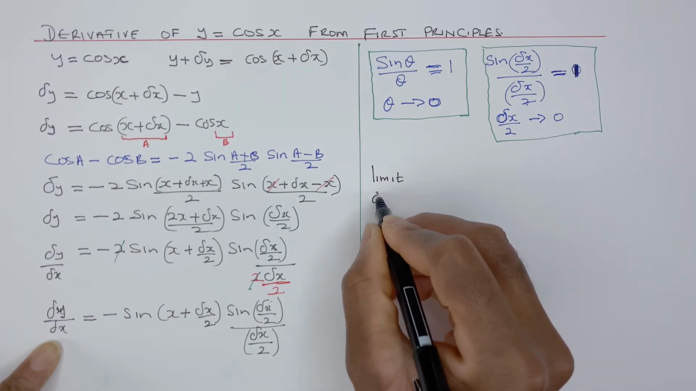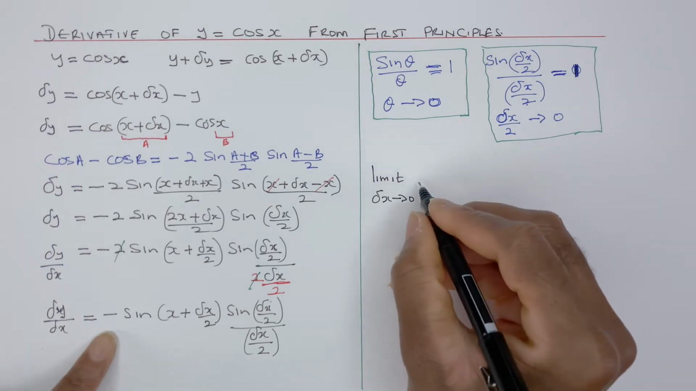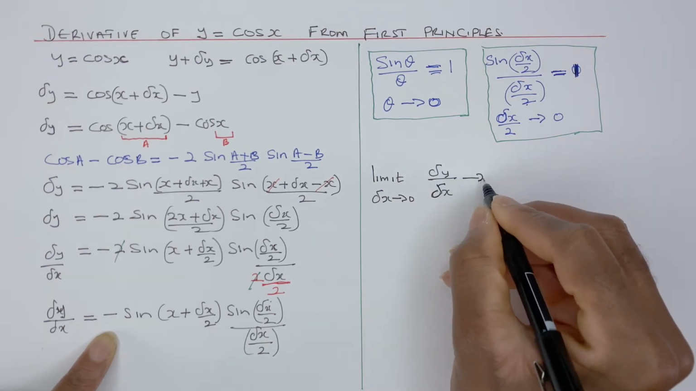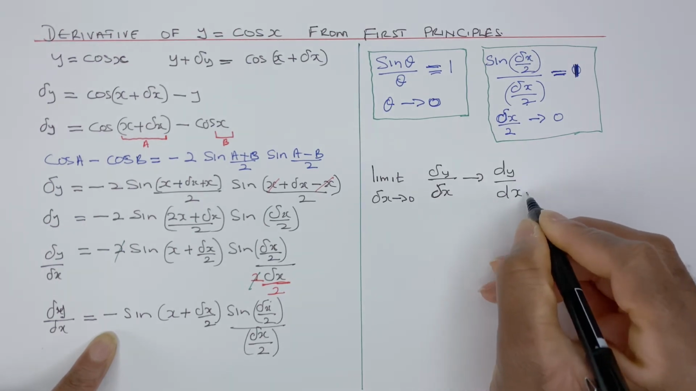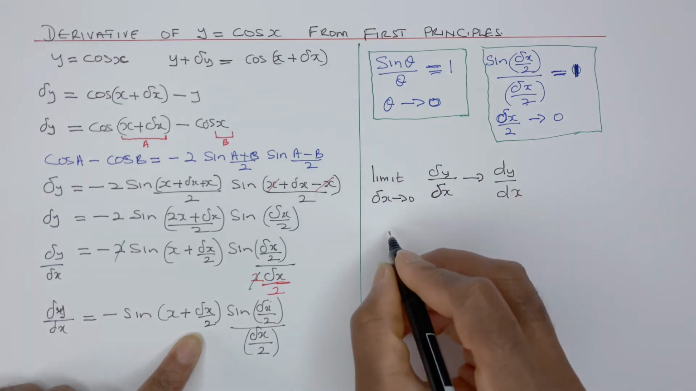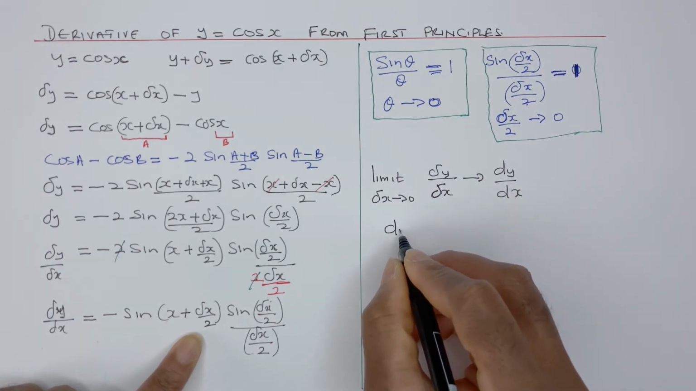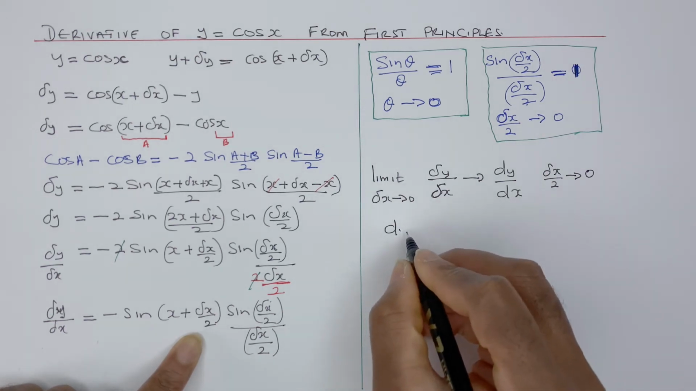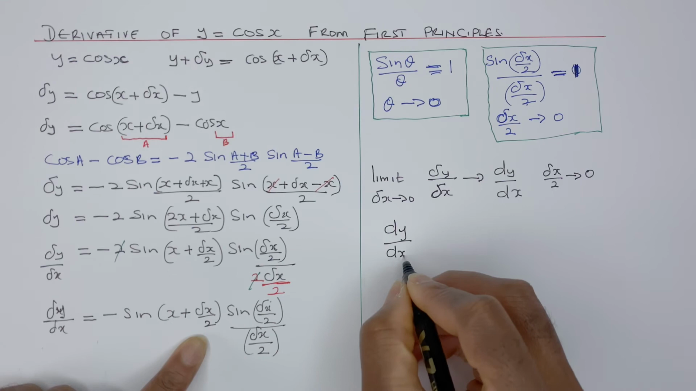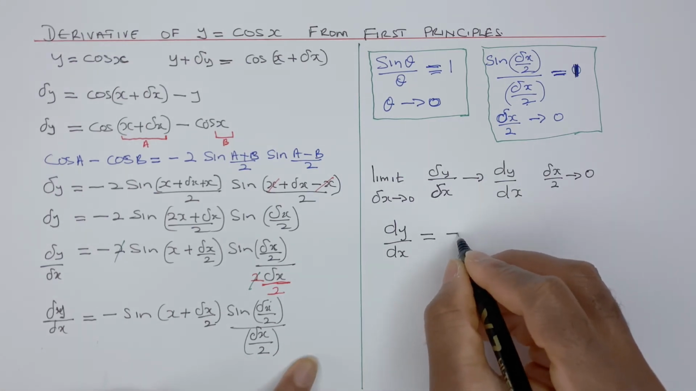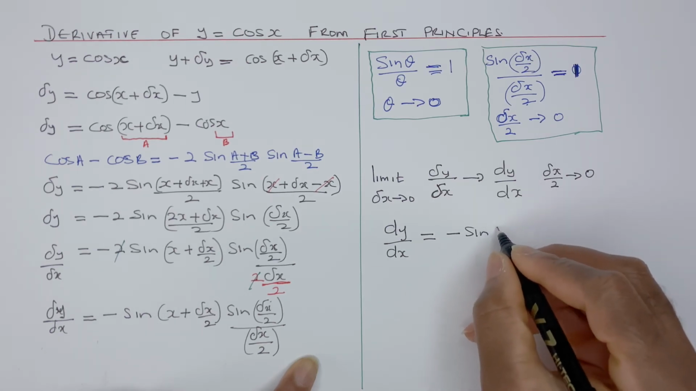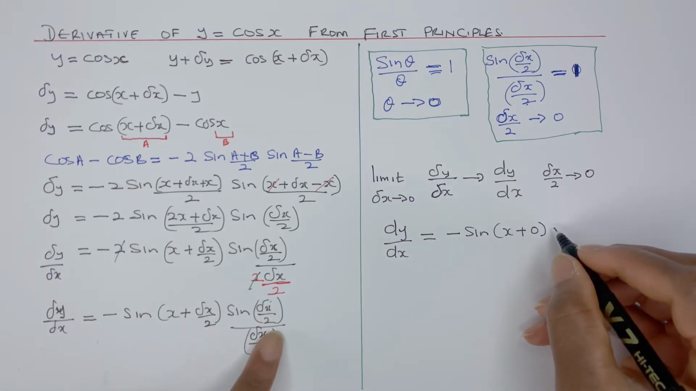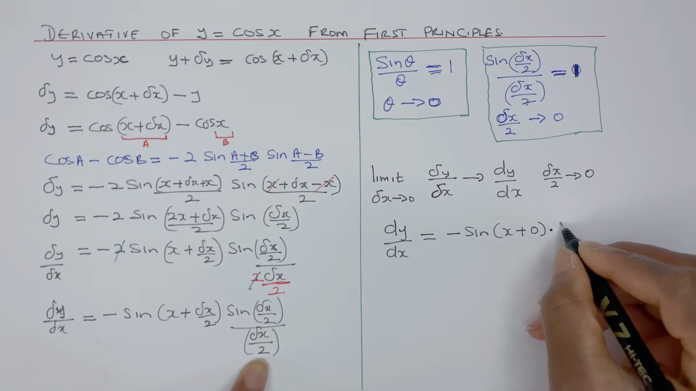So now we can say in the limit when delta x tends to 0, delta y over delta x will tend to dy over dx. Therefore delta x over 2 will tend to 0. We can say dy over dx equals minus sine of (x plus delta x over 2, which is 0, so that's) x, times sine of delta x over 2 divided by delta x over 2, which equals 1, times 1.